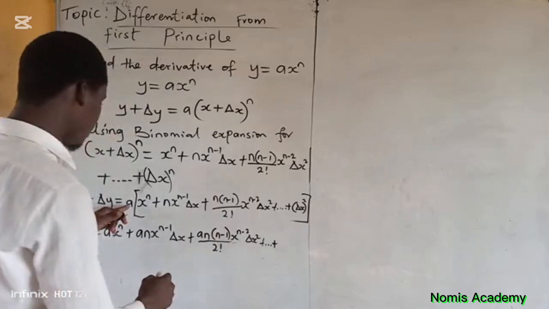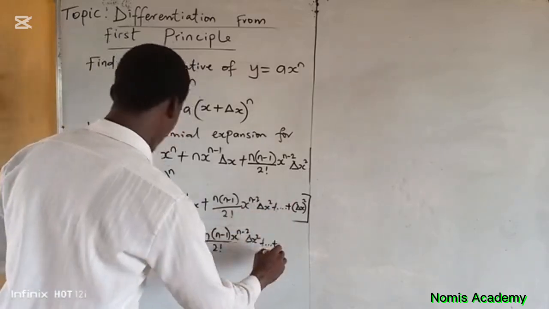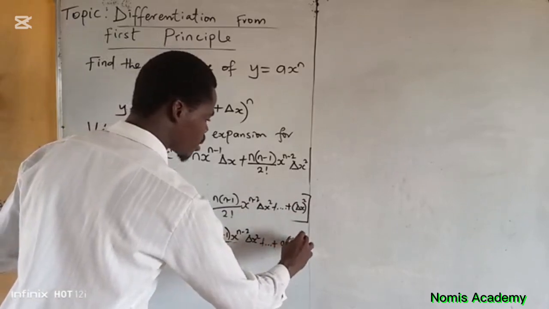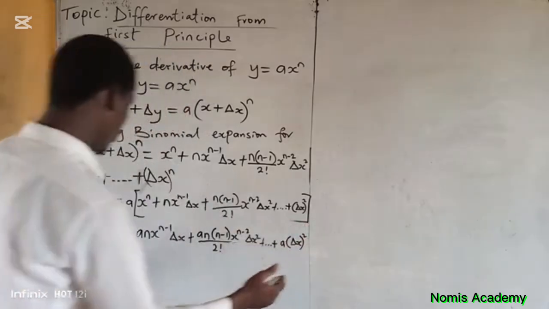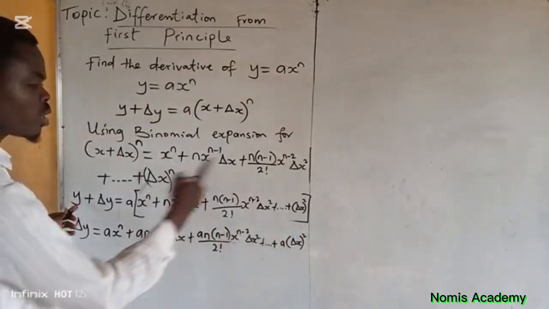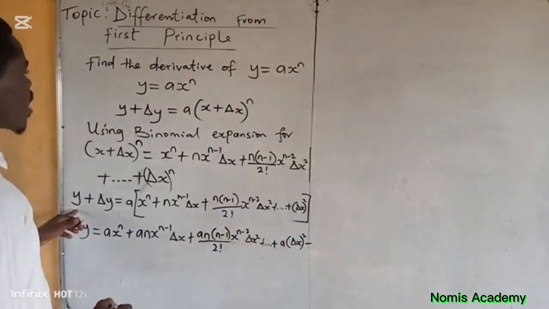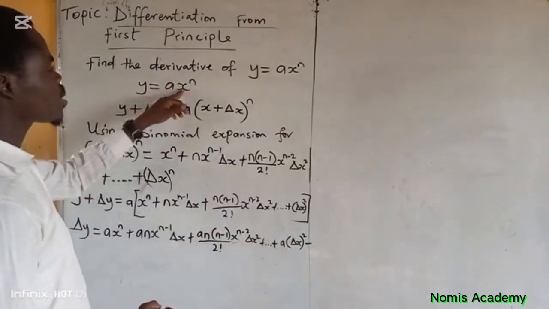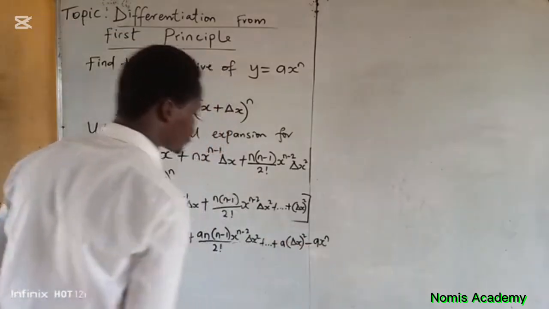Then we are multiplying a to the third term, or to the fourth term or last term, and that will be a into delta x raised to the power of 2. Then we close; we don't need to close brackets. Remember, we are taking y to the other side, and that will be minus. And what is the value of y? The value of y is a x n. So we can write a x n.